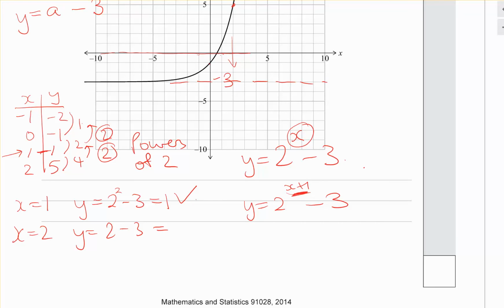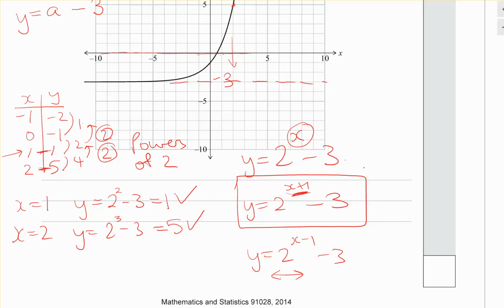Substituting 2 into the power, 2 plus 1 is 3. 2 times 2 is 4 times 2 is 8, minus 3 is 5. Is that what I want? Yes, I do. So I'm happy with that there. We could have tried 2 to the x minus 1 as well. This is clearly a sideways shift, and it's always a bit harder to spot in your graph.